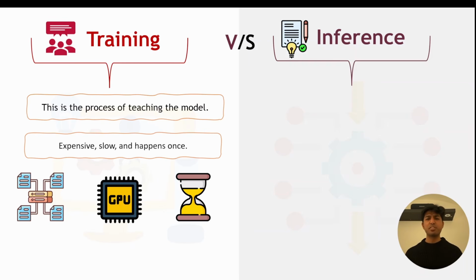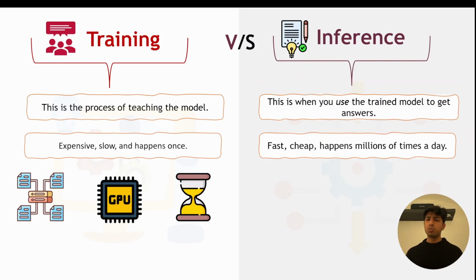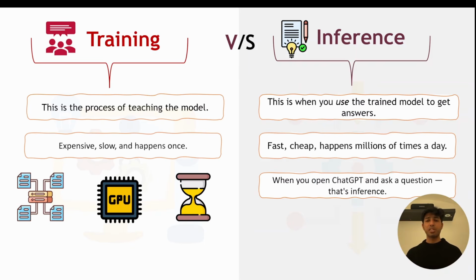Now, what is inference? Inference is when you have trained the model and you get the answers. It's very cheap and you can ask it anything. Now, when you use ChatGPT, that's nothing but inference. When you open ChatGPT and ask a question, that's what inference is. Is that clear? So we have training and we have inference. Training is the process of teaching a model, and inference is when you actually use that trained model to get your answers. That's nothing but a model. Example: your ChatGPT, it's a model, right?